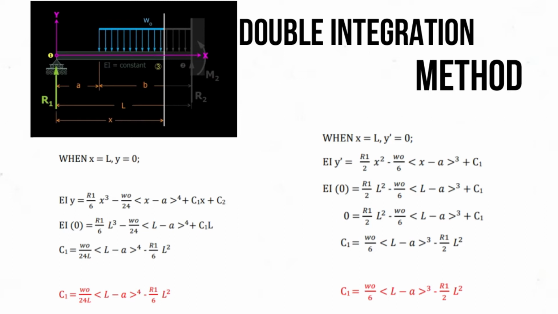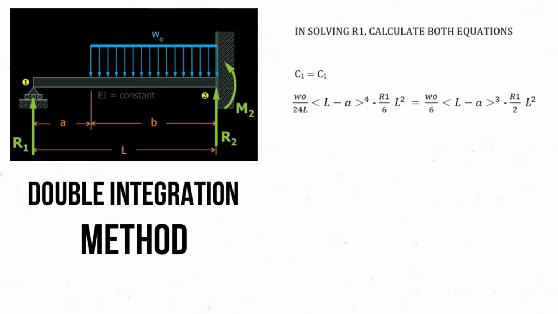Again, using y prime equals 0 from equation 1, we have 0 equals R1 over 2 times L squared minus WO over 6 multiplied by (L minus a) cubed plus C1. Solving for C1, we have that equation. That's another value for C1. To solve for R1, we equate these two values of C1. We have the following equation, then arranging it, we get this kind of equation.